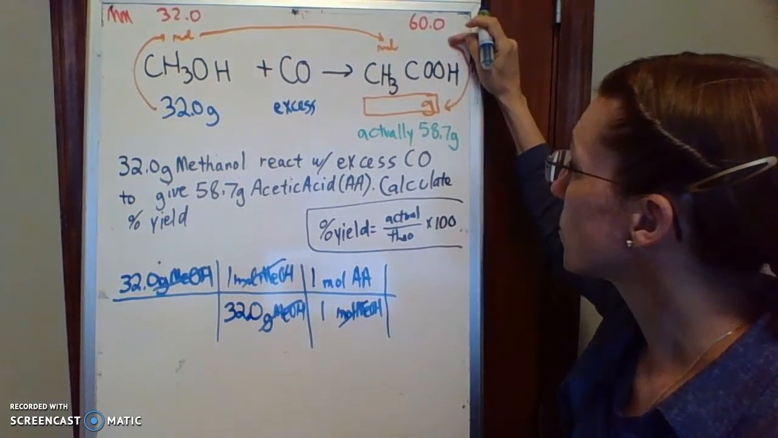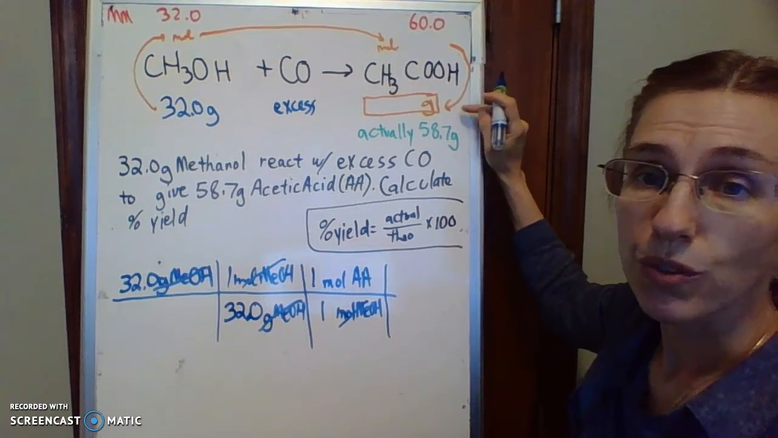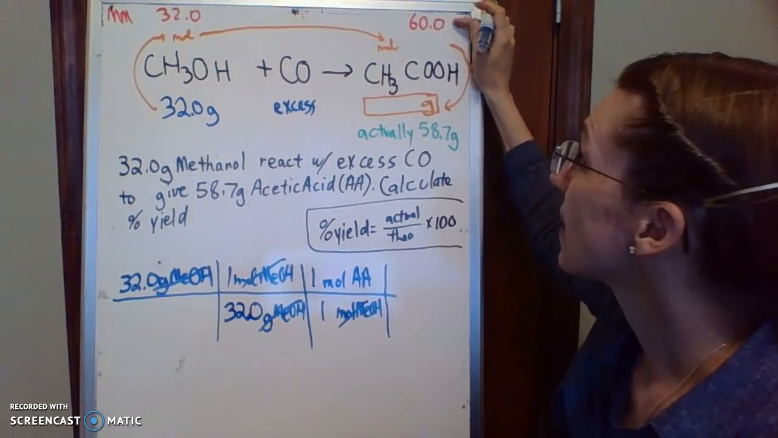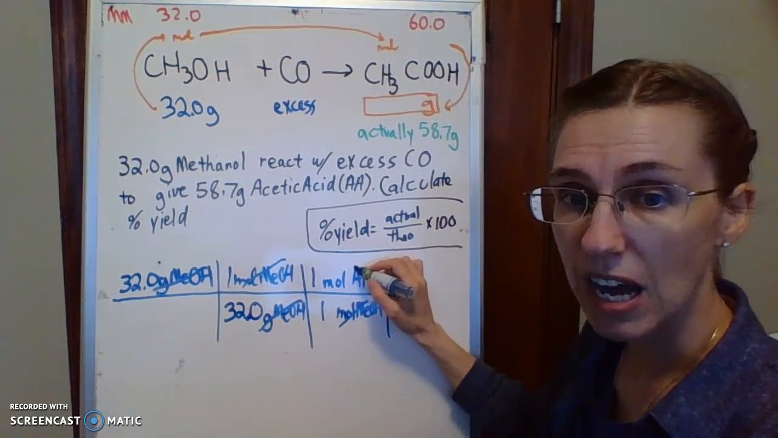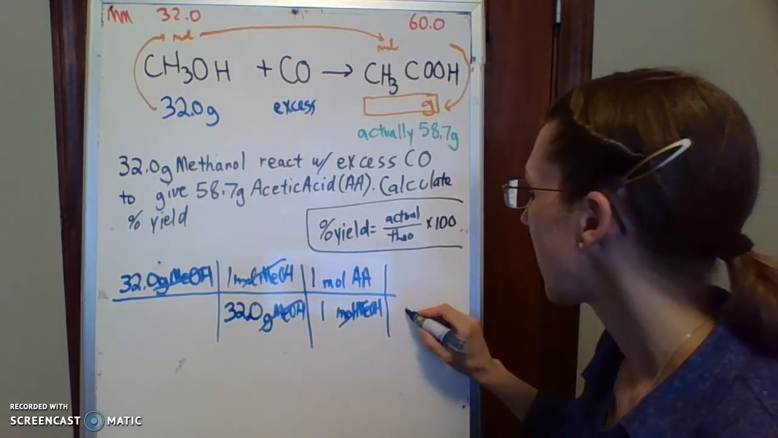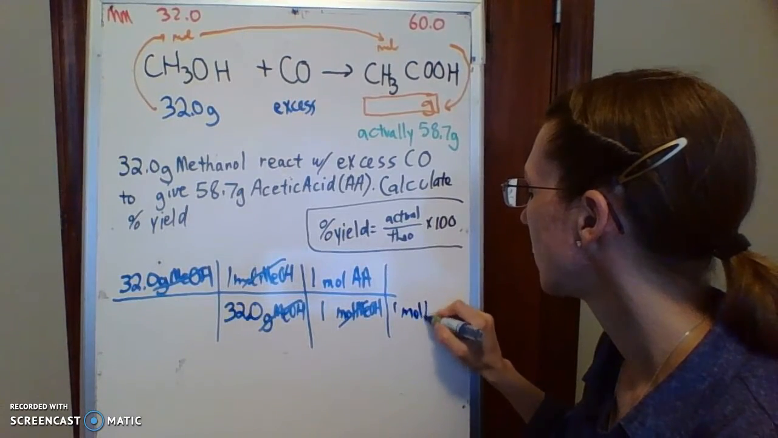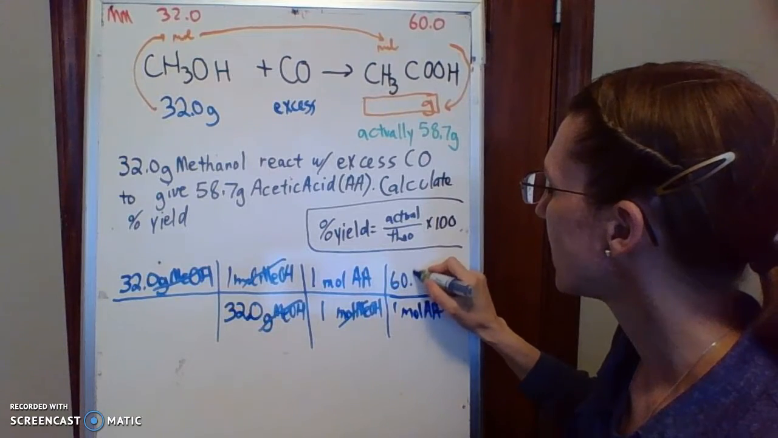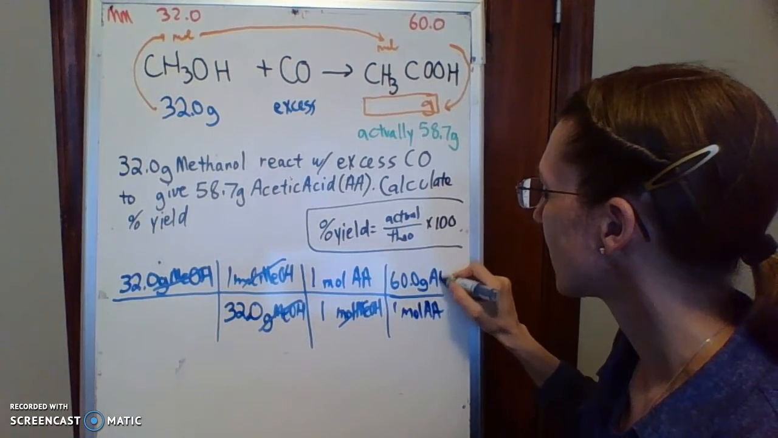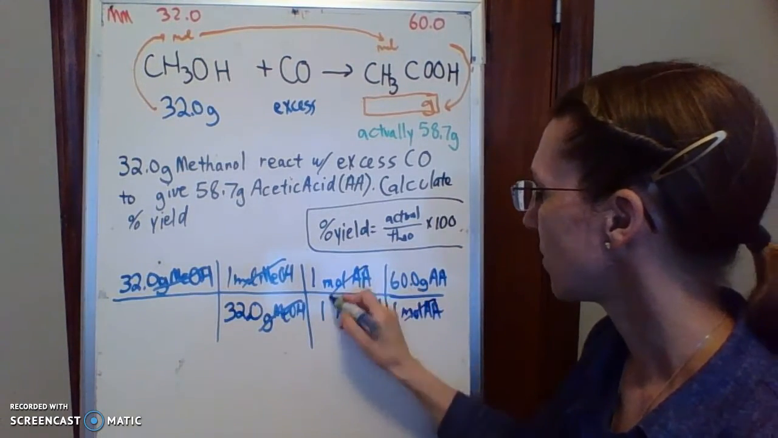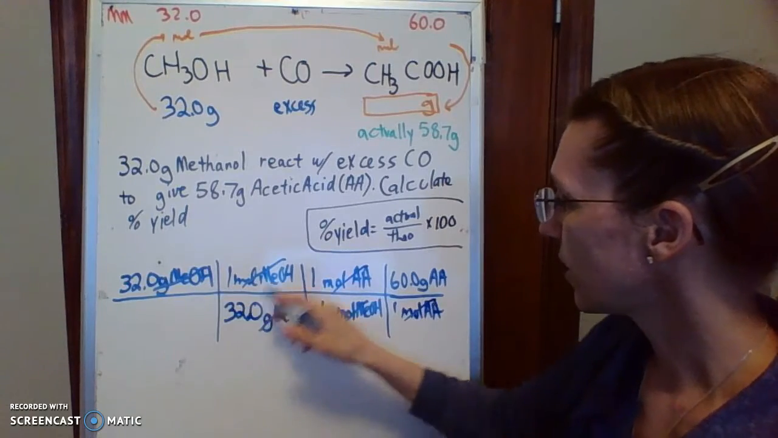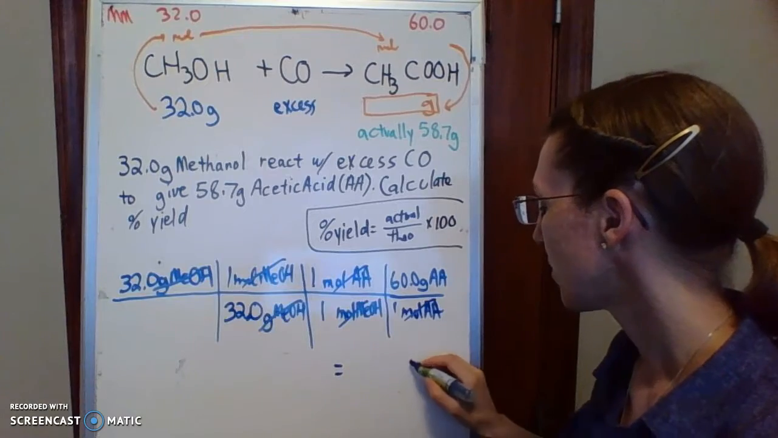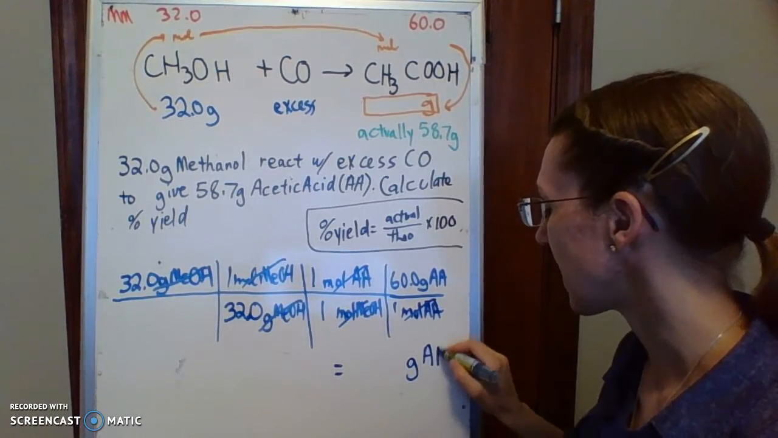Now we have to go from moles of acetic acid to grams of acetic acid. And that's a vertical transition, so that's molar mass. We've got that calculated right up here. We have moles on the top, so we need moles on the bottom to cancel out. So 1 mole of acetic acid is 60.0 grams of acetic acid. Okay. We'll cancel those guys out. Now, the only unit we didn't cancel out throughout this whole thing is grams of acetic acid. So our answer is going to be grams of acetic acid.